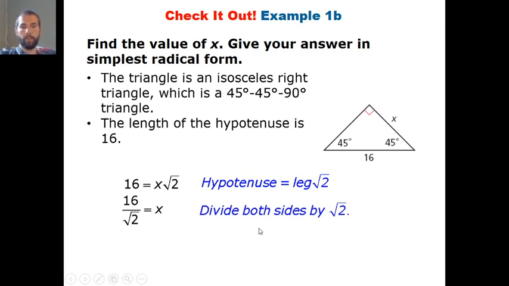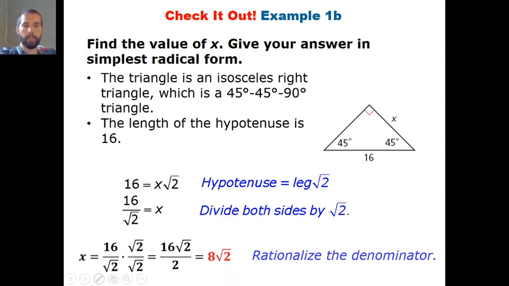In this case, we have an irrational number in the denominator, so we have to rationalize that. So we multiply the top and bottom by the square root of 2. So 16 over radical 2, we multiply it by radical 2 over radical 2. 16 times the square root of 2 becomes 16 square root of 2. Square root of 2 times square root of 2 becomes the square root of 4, which is 2. And then 16 over 2 divides to 8. So our answer is 8 radical 2. That's the length of our leg.